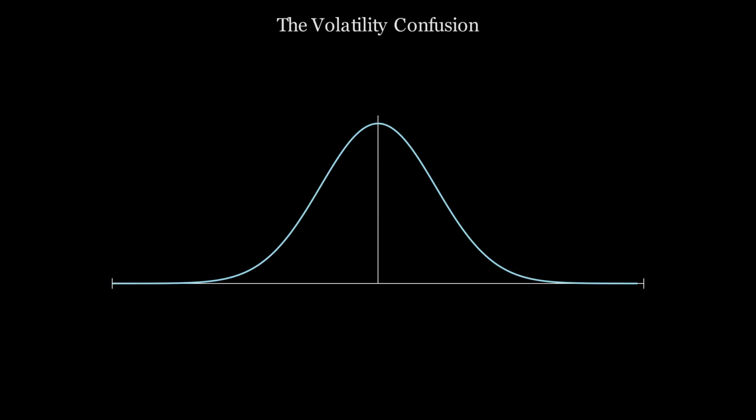In financial modeling, high beta is routinely treated as high danger. A volatile strategy is called risky. A smooth return stream is called safe. But volatility and ruin probability are not the same quantity.